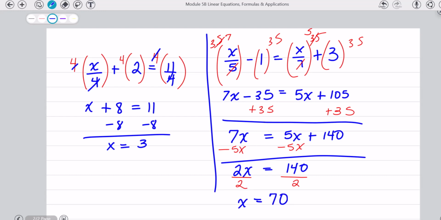So as you can see, it's kind of nice that it doesn't matter if you have the same denominators or different denominators, as long as you multiply every single term. Okay, every single term by a common denominator, then it looks good.